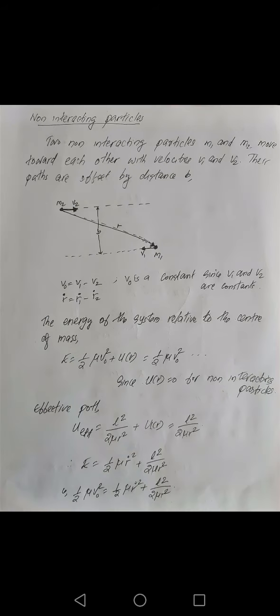Non-interacting particles. Let us consider two particles m1 and m2. They are moving towards each other with velocities v1 and v2. They are offset by a distance b. That means they will always be set apart by a vertical distance b.